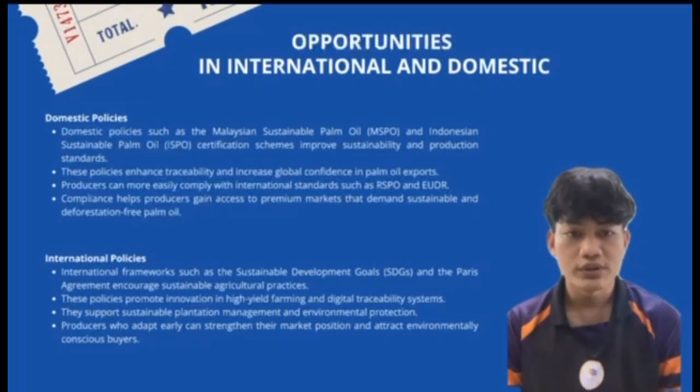International policy and frameworks also create opportunities for the palm oil industry. The Sustainable Development Goals and the Paris Agreement encourage countries and companies to adopt more sustainable agricultural practices. These policies promote investment in innovation, including high-yield farming techniques, digital traceability systems, and sustainable plantation management. Producers who adapt to these requirements early can improve their market position, attract environmentally conscious consumers, and ensure long-term demand for their products in the global market.